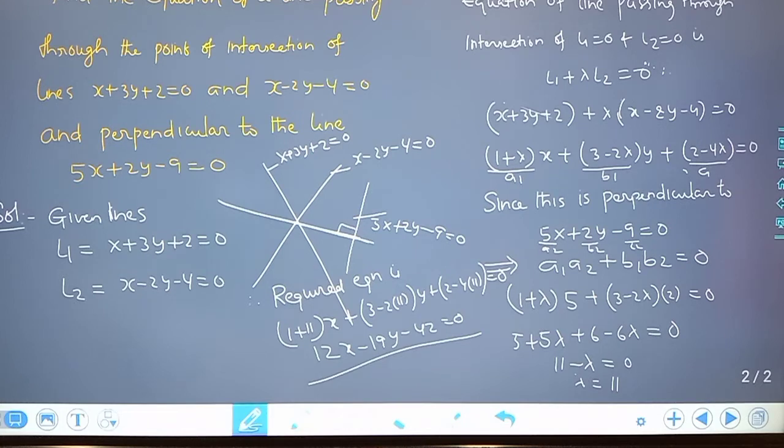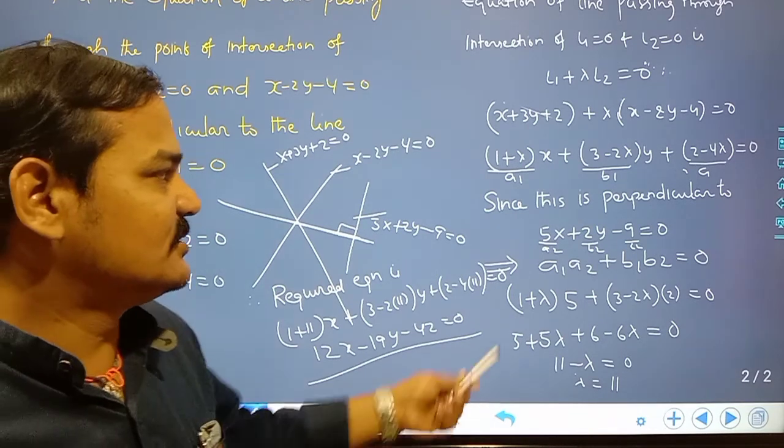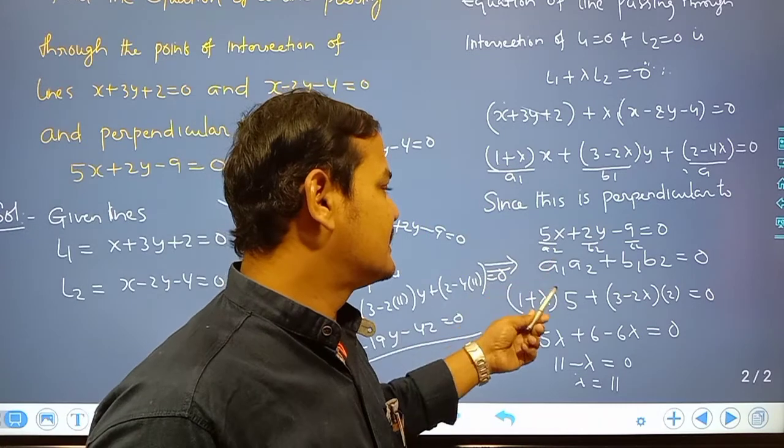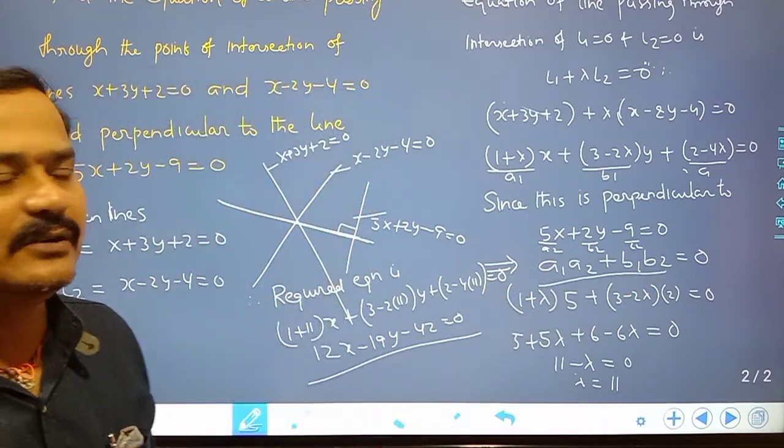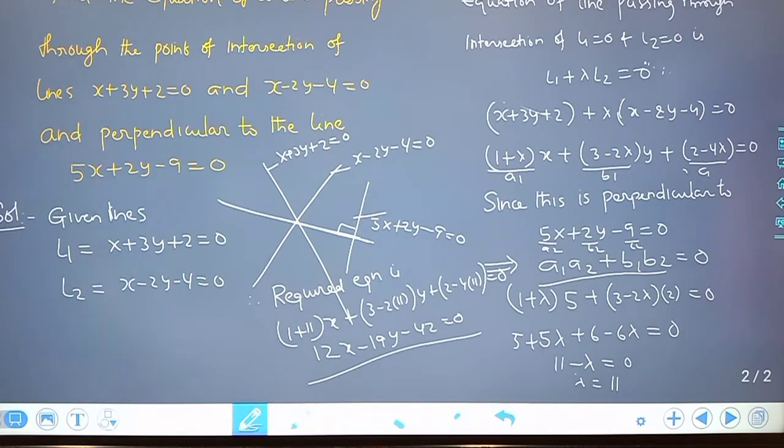Now the given condition is that this line is perpendicular to the line 5x plus 2y minus 9 is equal to 0. So if two lines are perpendicular, what is the condition? A1 A2 plus B1 B2 is equal to 0. Using that condition, I find the value of lambda. Finally, I substituted it and I get the answer.